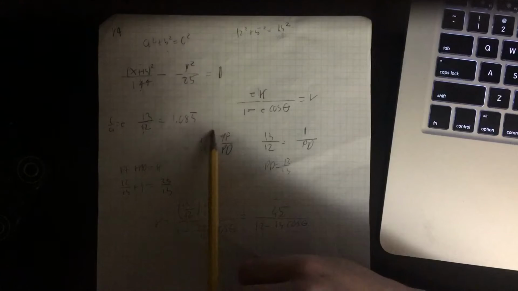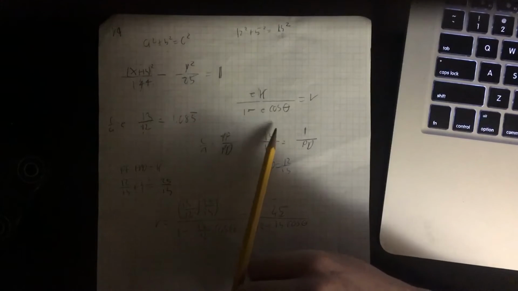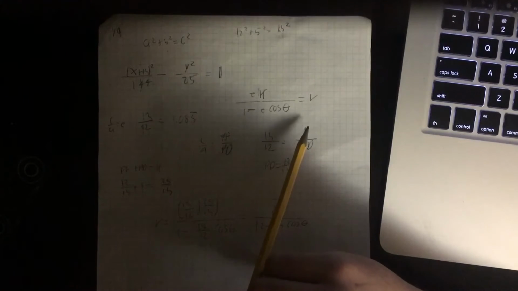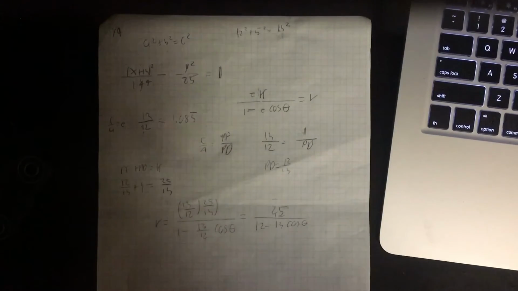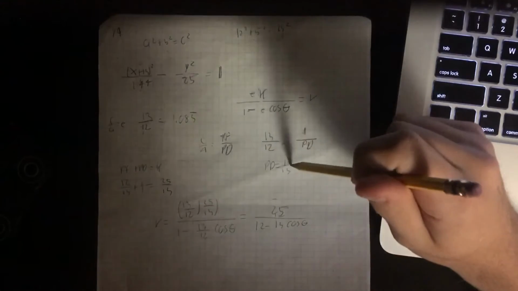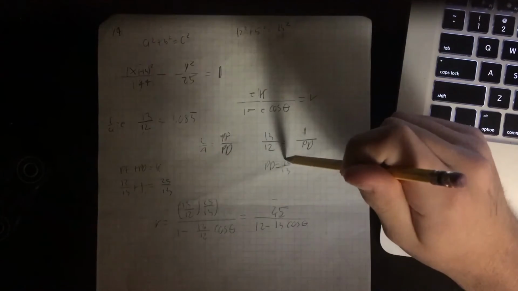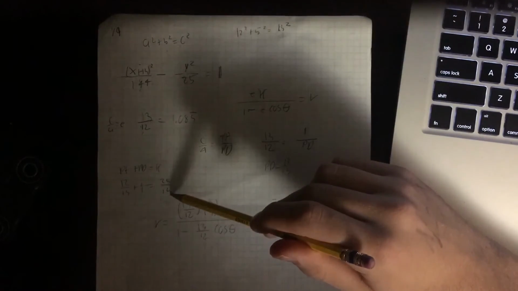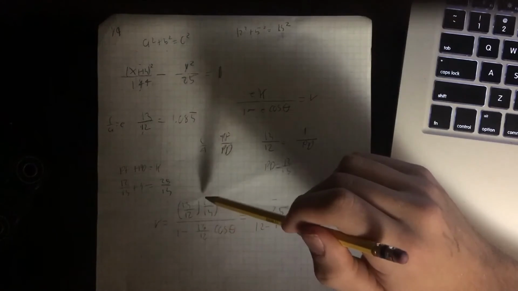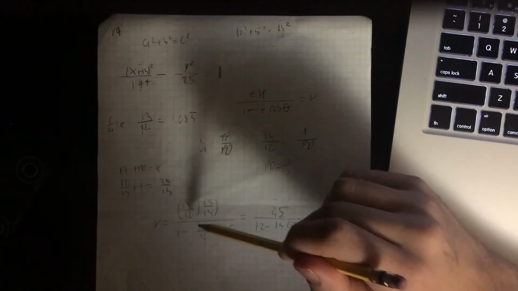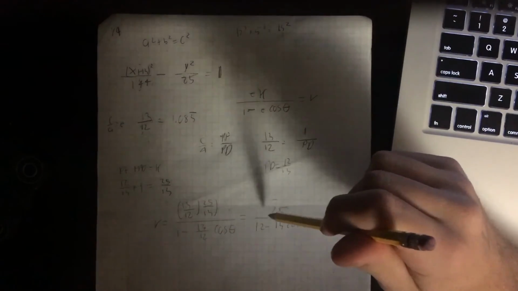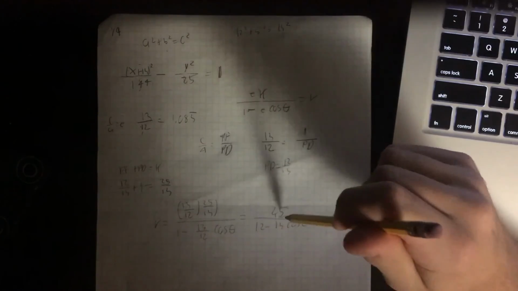So we can set up the proportion of c over a equals PF over PD. We know c over a is 13 over 12, and we know the distance between the vertex and focus is 1. So we can solve this proportion, and we end up getting PD equals 12 over 13. So PD and PF added together is 25 over 13, and we get the equation r equals 12 over 13 times 25 over 13 over 1 minus 13 over 12 cosine theta, which, after multiplying everything by 12, we get 25 over 12 minus 13 cosine theta.